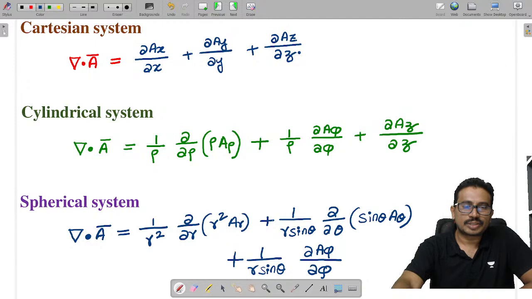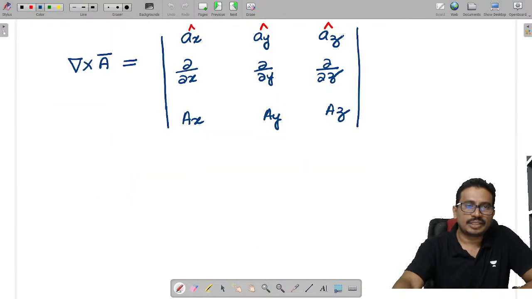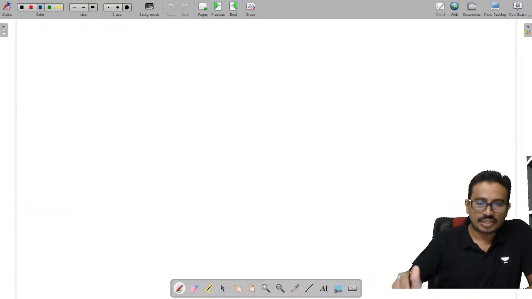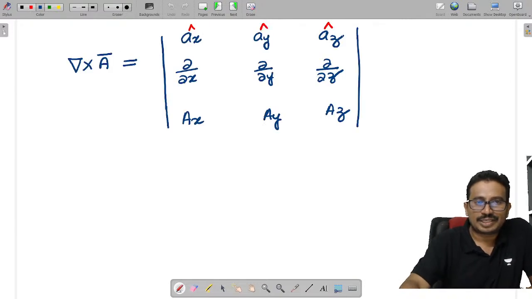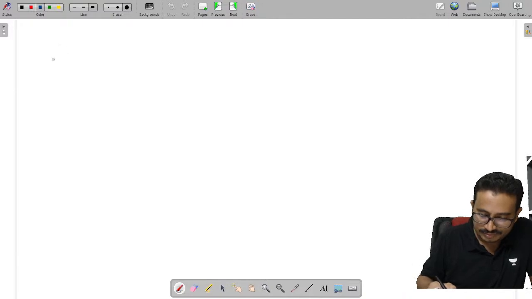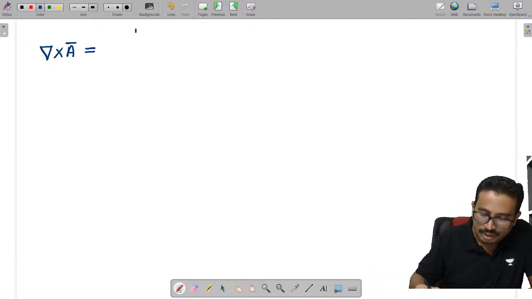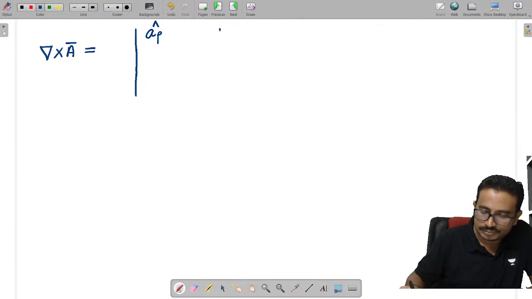And now let's talk about the curl in the different coordinate systems. We have seen the curl in the Cartesian system. Now let us talk about the curl in the cylindrical system. All of you listen carefully. Can you tell me what the unit vectors in the cylindrical system are? A rho, A phi and A z.